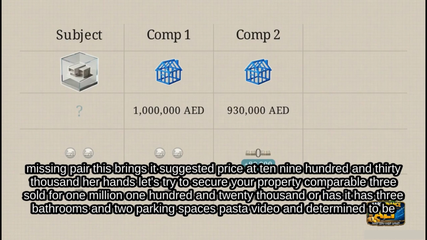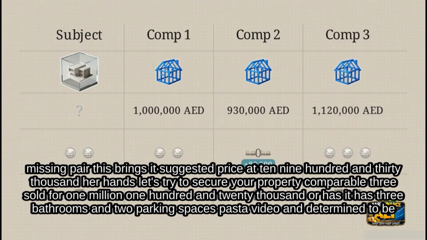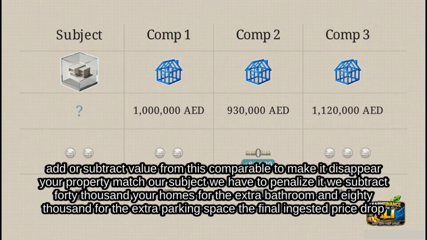Let's try a superior property. Comparable 3 sold for 1,120,000 dirhams. It has 3 bathrooms and 2 parking spaces. Pause the video and determine, do we add or subtract value from this comparable?